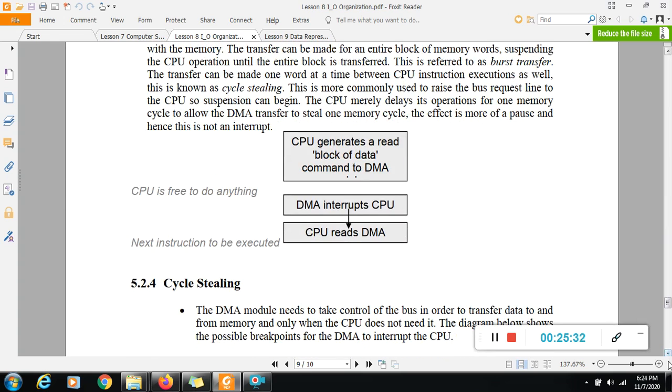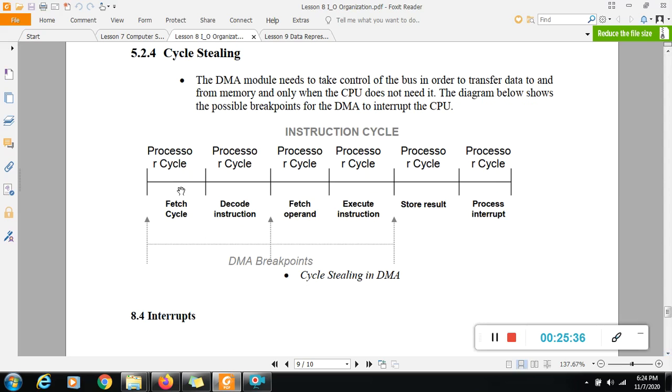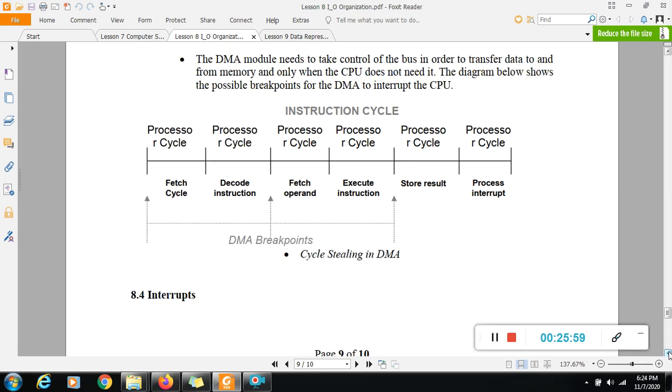The concept of cycle stealing is explained here in this diagram. It can take the processor's fetch cycle. It can steal the cycle at this point because the fetch cycle takes some time before the instruction is fetched. It also takes some time after decoding to fetch the operand. That time it can also exploit. It can also exploit the time after executing the instruction, when the result has to be stored. These are areas where the DMA can steal the cycle.